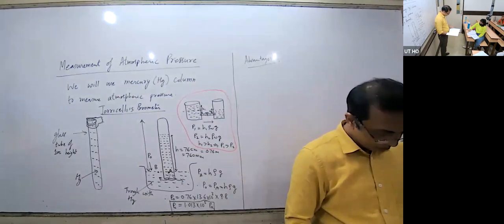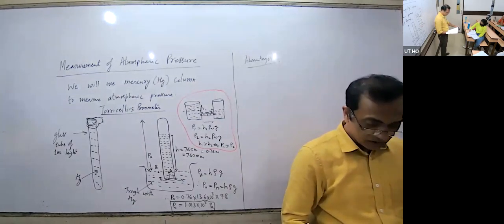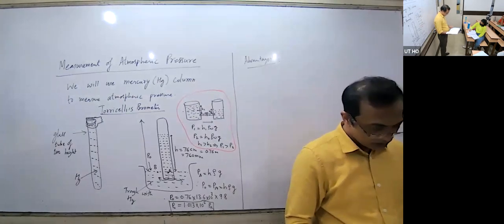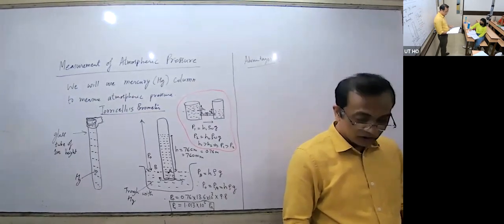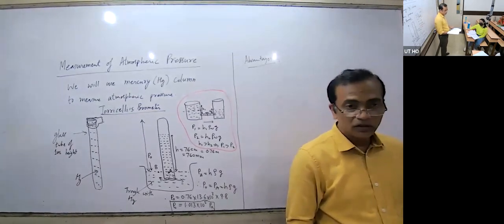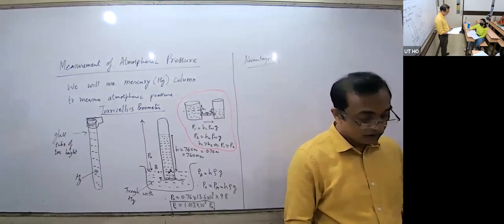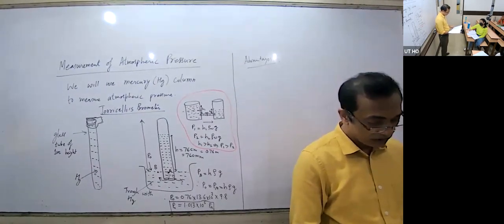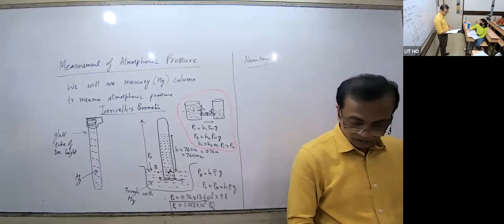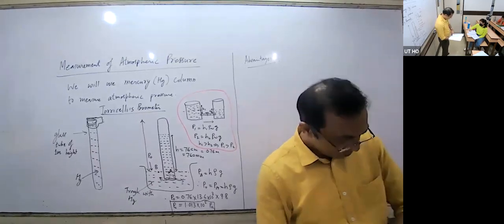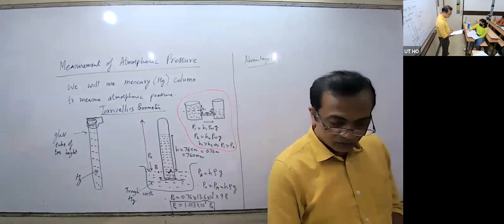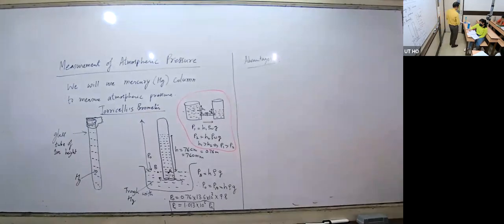There are two more types of instruments to measure atmospheric pressure. One is the Fortin barometer and the aneroid barometer. That is not in the course. Only Torricelli's barometer will be discussed here. Now, one small point, variation of atmospheric pressure with altitude. We'll discuss that now.